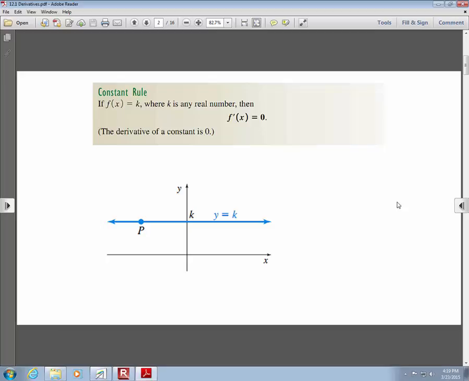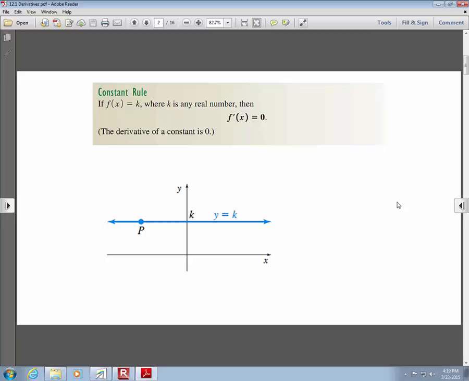Why? Because what's the slope of a horizontal line? The slope of a horizontal line is 0, right? Is this line increasing or decreasing? No, right? It's a flat line. It has no slope. The slope is 0. So anytime I take the derivative of a flat line, of a constant, the derivative is 0. So therefore, f prime of x is equal to 0, right?